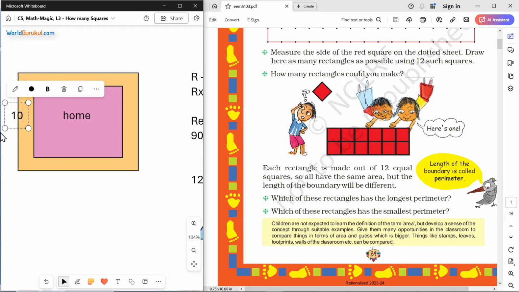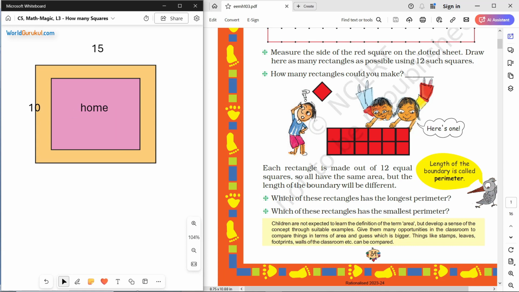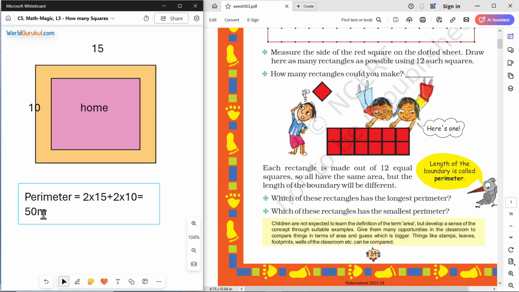Suppose this side is 10 meters and this side is 15 meters. So the opposite sides are equal. So this is 15 means this is also going to be 15 and this is 10 means this is also going to be 10. So can you tell what is the perimeter of this boundary? That is going to be the length of all the sides. We have two 15s, 2 multiplied by 15 plus 2 multiplied by 10. So can you tell what is the sum? 50. 50 meter is the perimeter of your boundary wall.